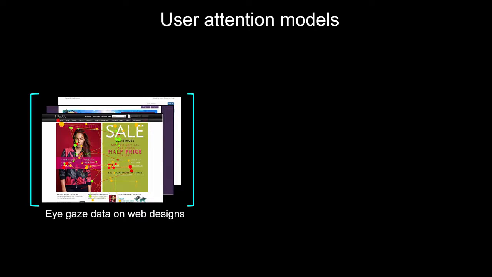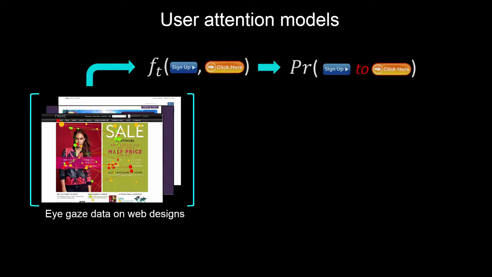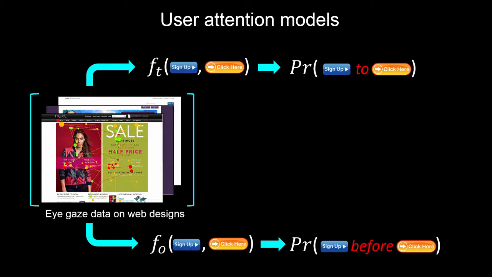Given the eye gaze data on our web design collection, we learn two user attention models. First, we learn an attention transition model, which predicts the probability of user attention moving from one component to another. Second, we learn an attention order model, which predicts the probability of one component being visited before another.